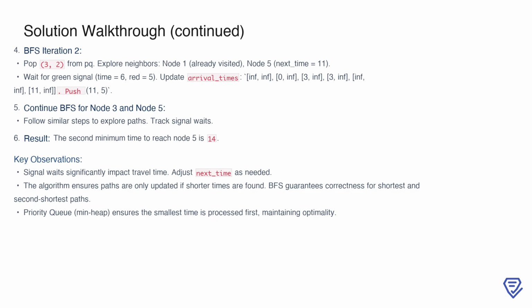Finally, after processing all nodes, the algorithm determines that the second minimum time to reach node 5 is 14. This example highlights the importance of adjusting travel times based on signal weights. The algorithm guarantees correctness by only updating paths when shorter times are found, and the priority queue ensures that the smallest time is processed first, maintaining the optimality of both the shortest and the second shortest paths.